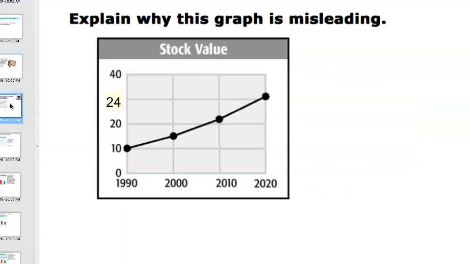Okay. So here is a graph that's talking about the stock value. And this is misleading, and I highlighted it here. Why? The intervals are not equal. So it goes up by 10, 10, 4. So that is a misleading graph, okay? Intervals should always be equal.